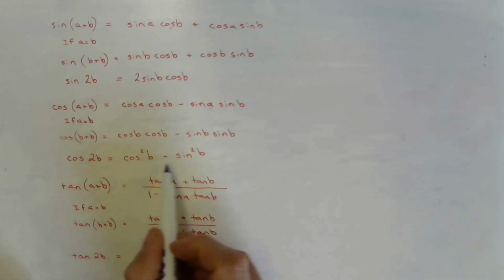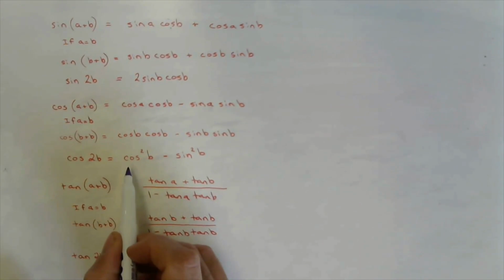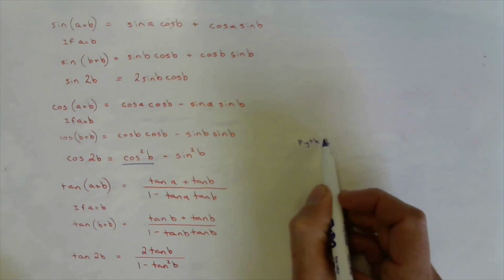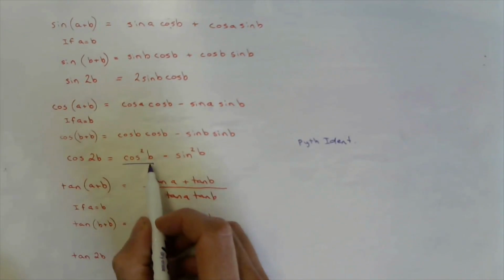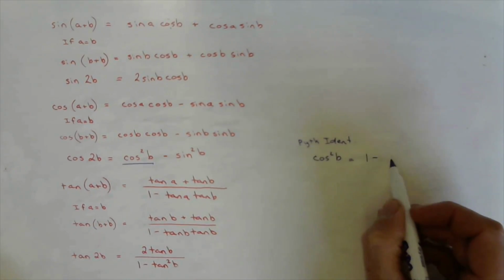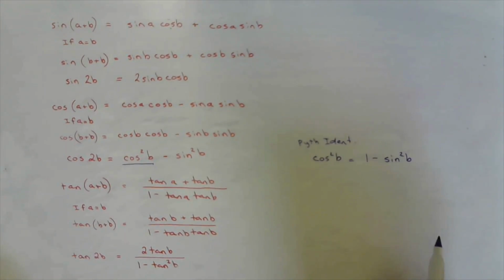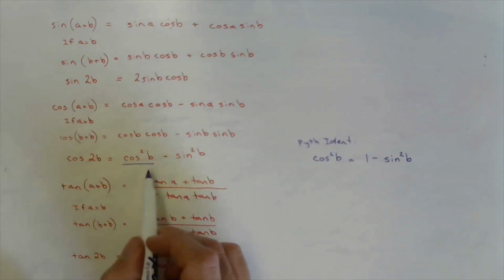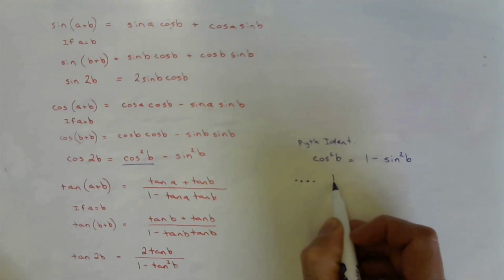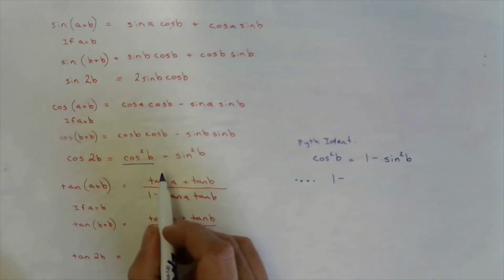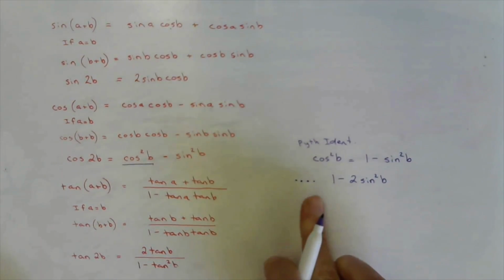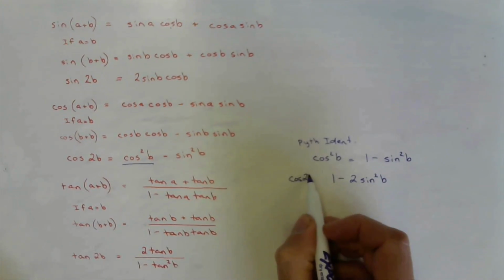This cosine formula actually has 3 expressions. If you look at just this piece, because of the Pythagorean identity, the square of the cosine of B can be expressed as 1 minus the square of the sine of B. So if you plugged that in for the square of the cosine of B, you would end up with 1 minus sine squared B minus sine squared B. So you'd have 1 minus 2 times the square of sine B. Okay? And that is what the cosine of 2B could equal.